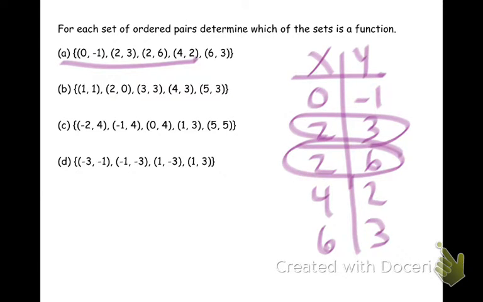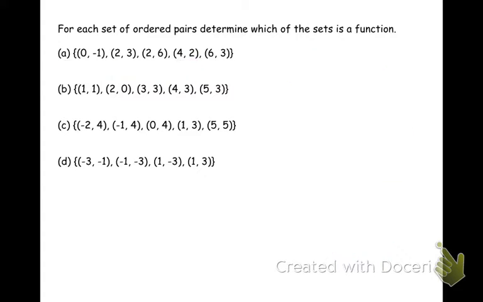Now, if you don't want to write out the t-table, you can spend the time doing it. It's up to you. But you can just look for the input value. So that's what we're focusing on, the input value. So in this case, I'm going to look at 0, at 2, at 2, at 4, and at 6. So I see here that these are the ones I'm going to box in because they have the same input but different output. So again, this is not a function.